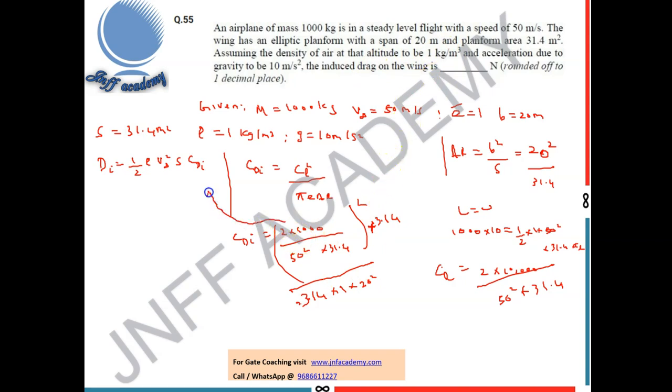Now substitute the CDi in this equation. So Di is equal to half, density is 1, V infinity is 50 meter square into 31.4, and substitute the CDi here. A lot of things will cancel each other, and finally Di you will get 63.7 to one decimal place. If you substitute this, you will get 63.7 Newton. So the answer for this question is 63.7 Newton. Okay, cool.